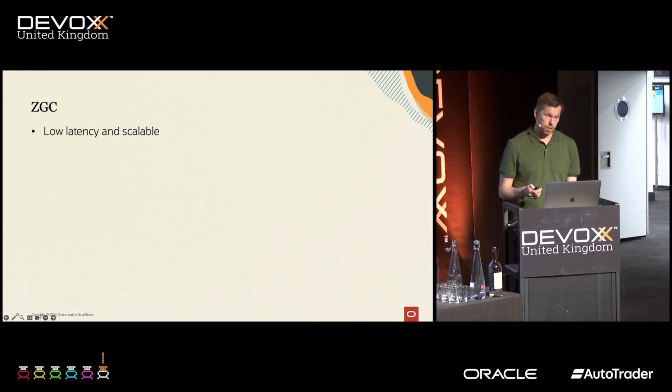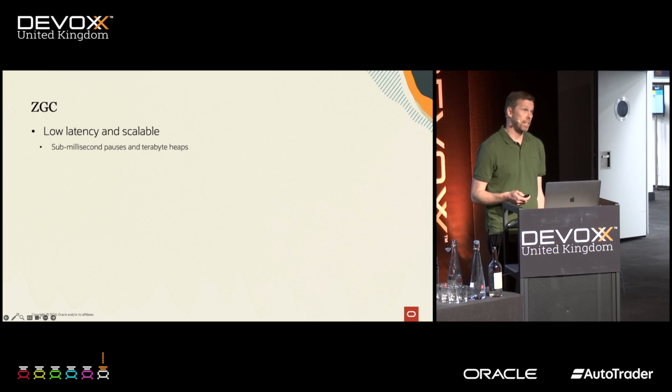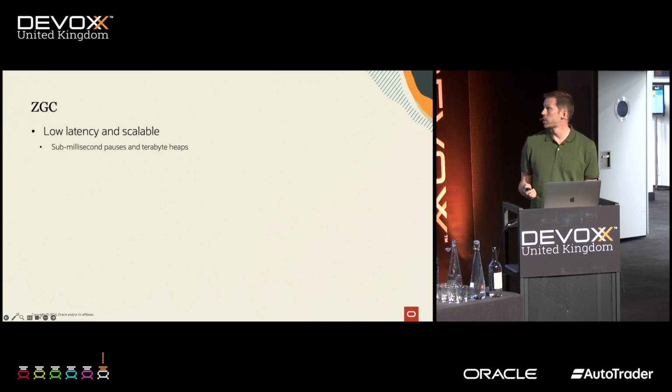That brings us to the newest edition, ZGC, which has its main focus on low latency, but also wants to be very scalable. And the goals here are to have sub-millisecond pause times and be able to handle terabyte heaps. And we want to be able to handle those terabyte heaps without having to sacrifice any pause time. So still have sub-millisecond pause times, even if the heaps are extremely large.